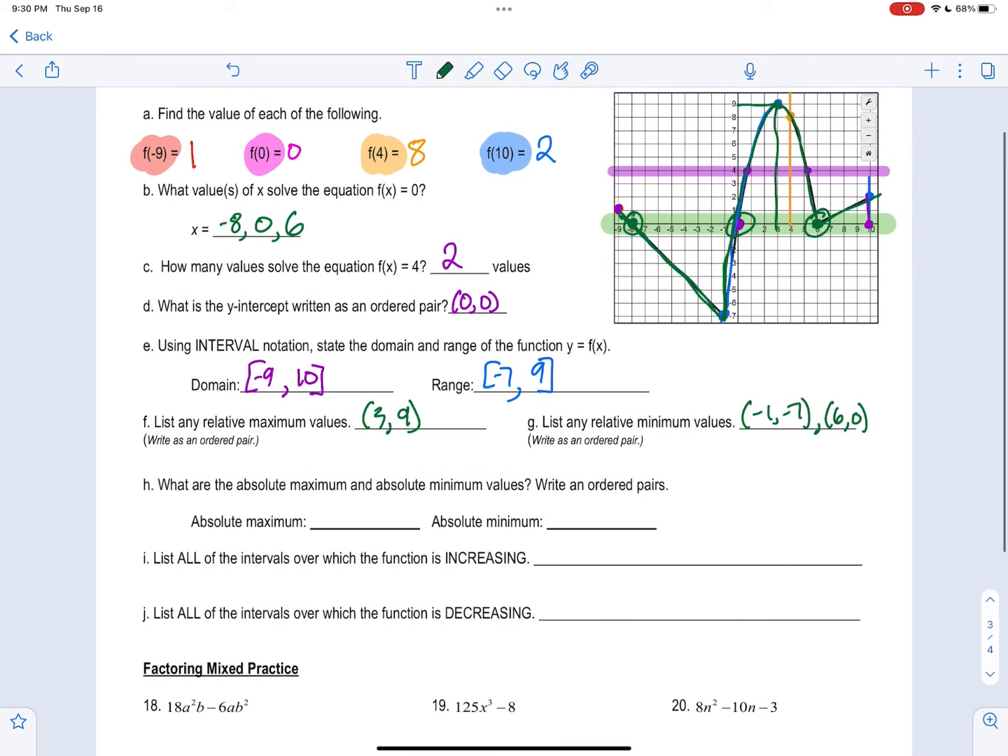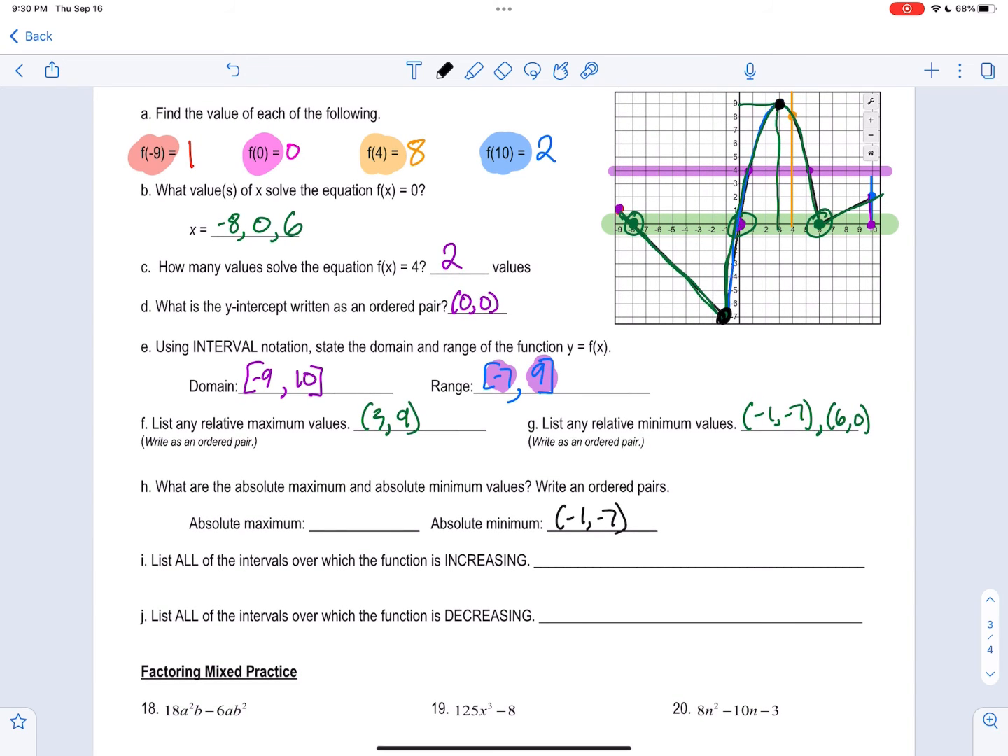So now for the absolute maximum and the absolute minimum, those again are going to be the points where I take a look and find the lowest and the highest value of my range. So those coordinate points are going to be -1, -7 as my absolute minimum, and +3, +9 as my absolute maximum, because those are the highest and lowest points on my graph.